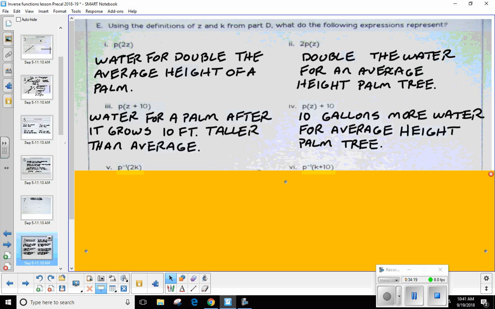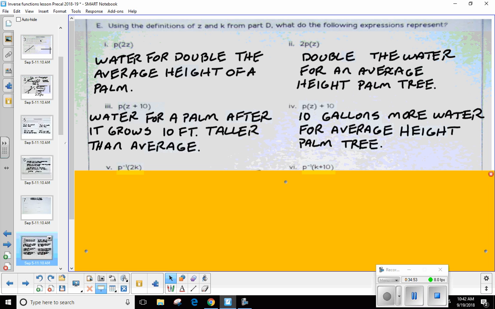So P inverse of 2K. What would you say here? So think, what are we changing here? Are we changing the height or the amount of water? The amount of water. So specifically, how are we changing the amount of water? Okay, so 2 times more. So 2 times more the amount of water for what? The average height of a tree. Okay, I think that's perfect. Okay, there you go. What about 6?